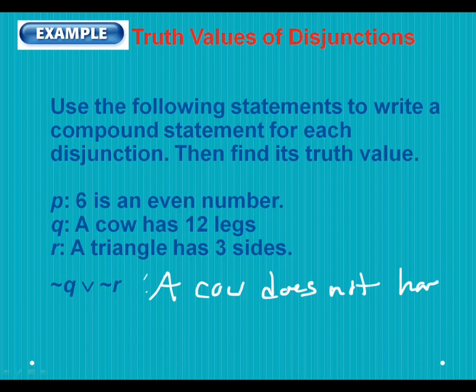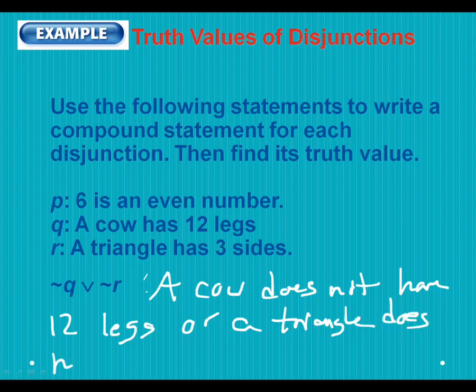Or the negation of R, a triangle has three sides, so it would be, or a triangle does not have three sides. So, since I use the word or, let's see. Since I use the word or, only one of them has to be true for the whole thing to be true. A cow does not have 12 legs, true or false? Well, that's true, right? Does not have 12 legs.